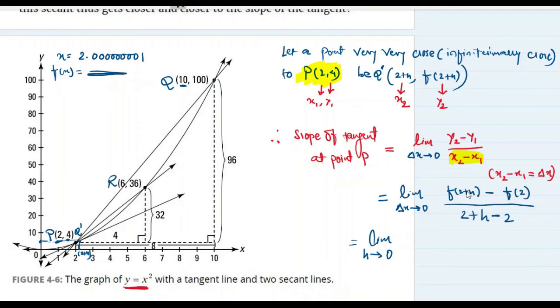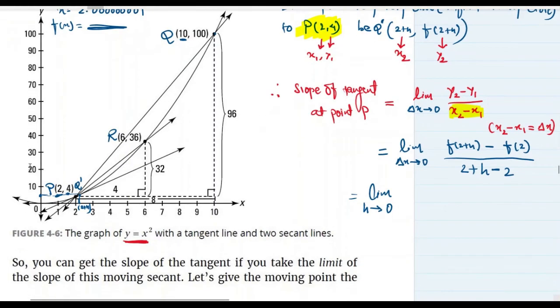Okay, and can you tell me what is f of 2 plus h? Now see, in this function, in the place of x, let me tell you very clearly, the definition of this function is y is equal to x square, or f of x is equal to x square. So if the definition of the function is f of x is equal to x square, in the place of x, if I put 2 plus h, what will be the answer? It will be 2 plus h the whole square. Whatever is there in the place of x, you square it. That is the definition of the function.